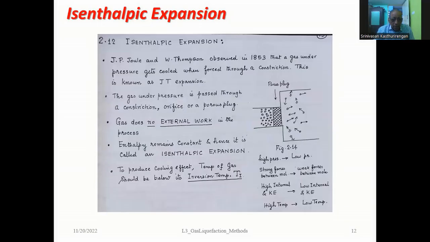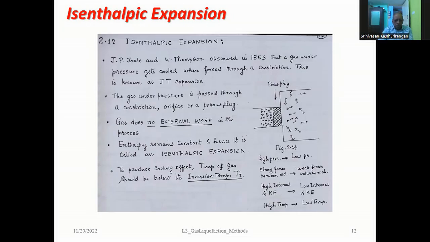Okay, let us come to the adiabatic. Before we go to adiabatic, we'll talk about the isenthalpic expansion. In the isenthalpic expansion, it was found in 1853, J.P. Joule and W. Thomson observed that a gas under pressure gets cooled when forced through a constriction. This is known as the Joule-Thomson expansion. It is also known as the isenthalpic expansion because in the process, the enthalpy is kept constant. Enthalpy of the gas is kept constant.